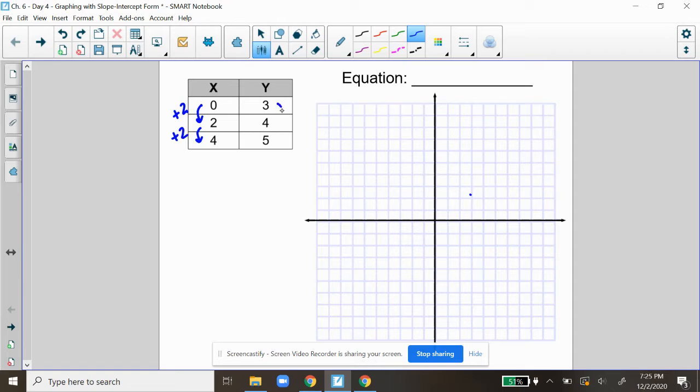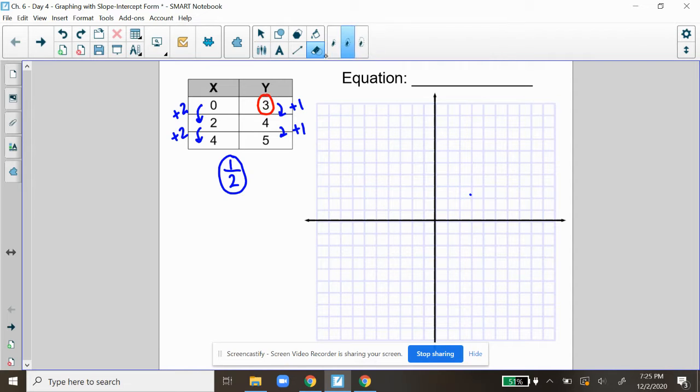So I notice that my change in x is 2, and my change in y is 1. Remember doing that y over x, so I know that my coefficient is 1/2. I can also see really nicely in this table that my starting value is 3. So when I pull this all together, I get an equation of y equals 1/2 x plus 3.